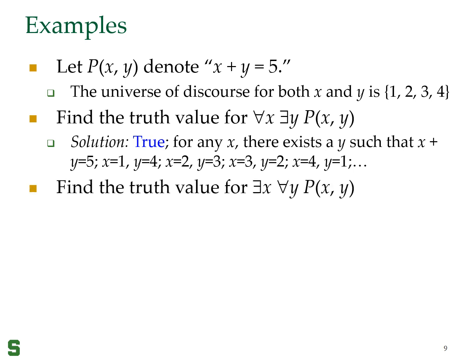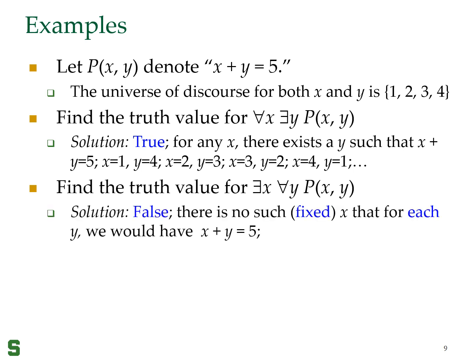Now let's look at the other formula. This formula is false because once I choose x, choosing x is the first thing I have to do. Then for that fixed x, we cannot guarantee that x plus y will be 5 no matter what the value of y is.